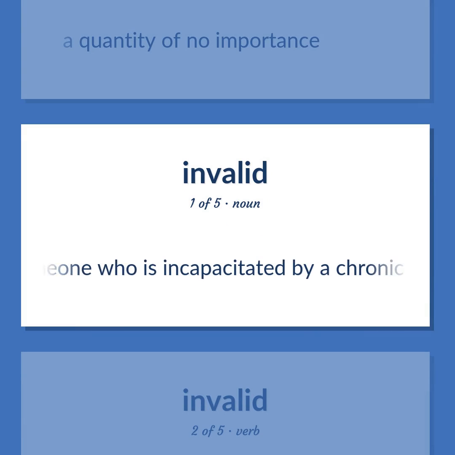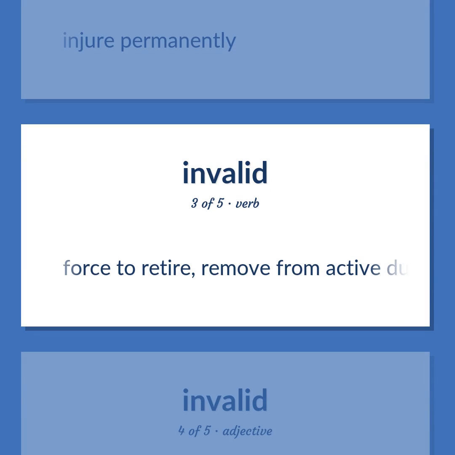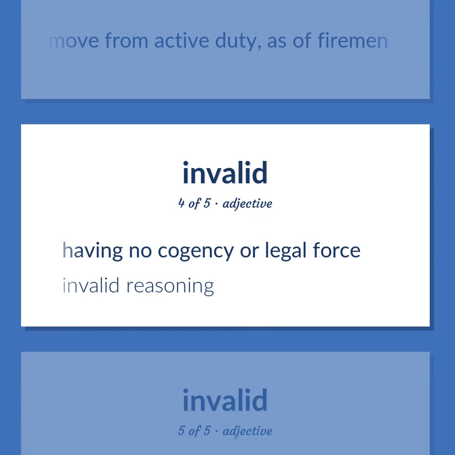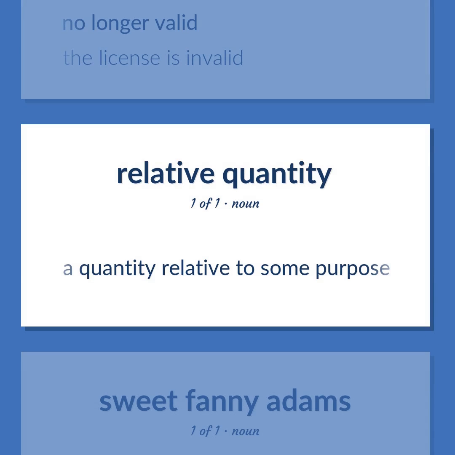Someone who is incapacitated by a chronic illness or injury. Injure permanently. Forced to retire, remove from active duty, as a fireman. Having no cogency or legal force. Invalid reasoning. No longer valid. The license is invalid. A quantity relative to some purpose.